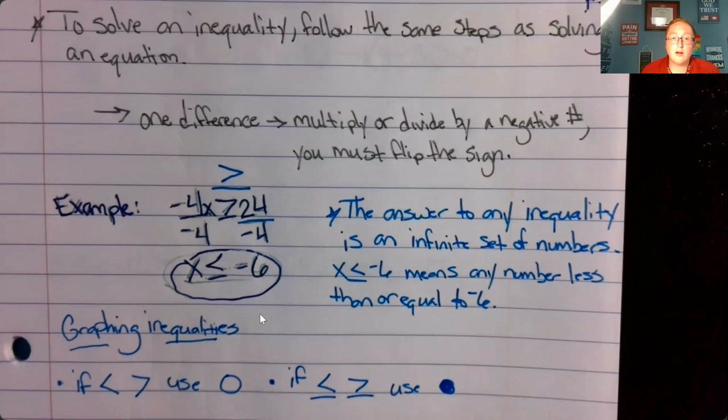To see if this works, you'll see right here that the answer to any inequality is an infinite set of numbers. So x is less than or equal to -6 literally means any number less than or equal to -6. Let's just try -7. If I have -4 times -7, that's +28. Is 28 either equal to or greater than 24? Yes, it is, so it's true. Does that make sense? We'll come back to graphing next week.